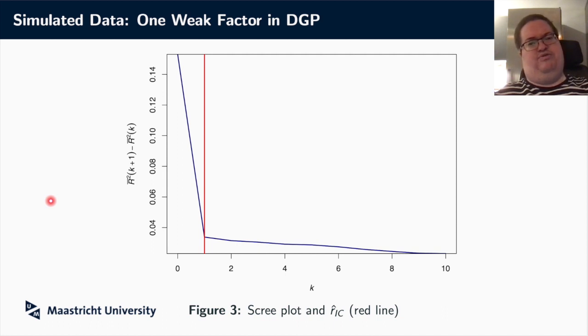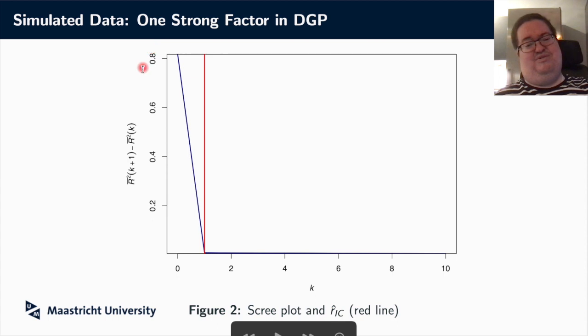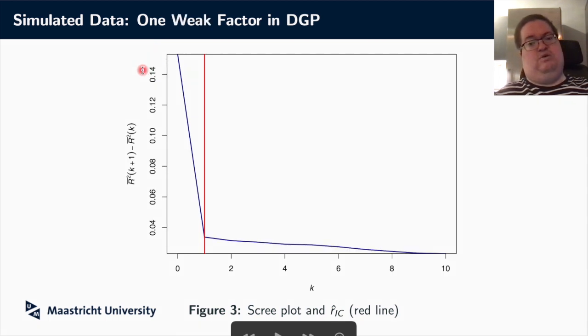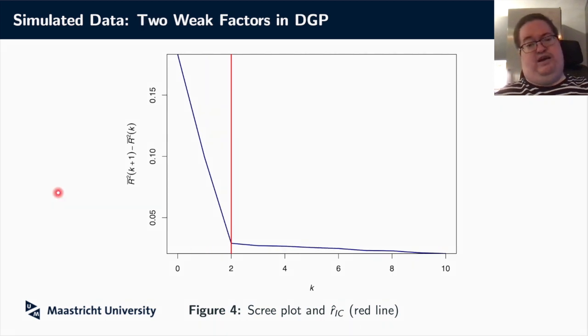Now I do a weak factor. So again, there's one factor, but the factor is not as strong as before. So it's considerably weaker. And in fact, we see that the y-axis here only goes up to 0.14. So the first factor explains a bit more than 0.14, whereas here it goes up to 0.8, which is really an extreme case. Now, you still have a very clear kink in your scree plot, and again, your information criteria also picks this up. Now I put two factors, again, two relatively weak factors, but still everything works quite well. So we really see this kink nicely here in our scree plot, and the information criteria also picks up the right number of factors.